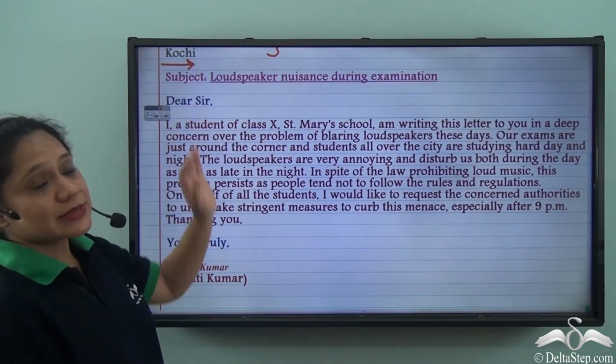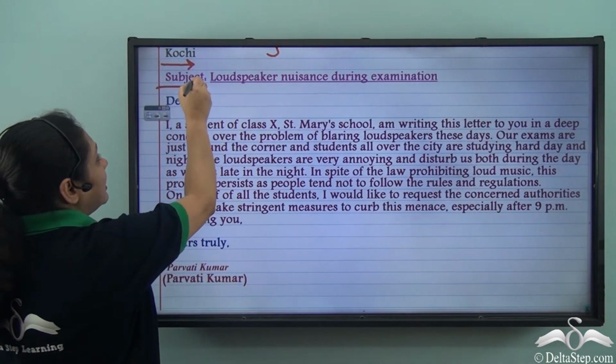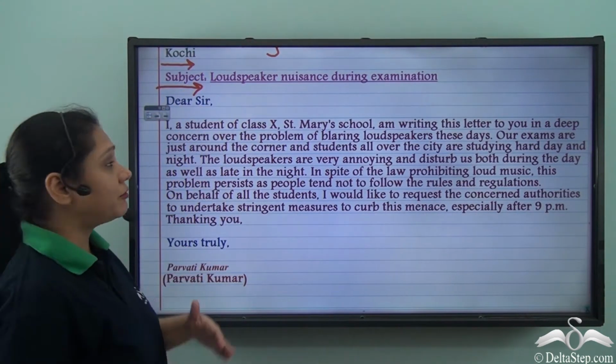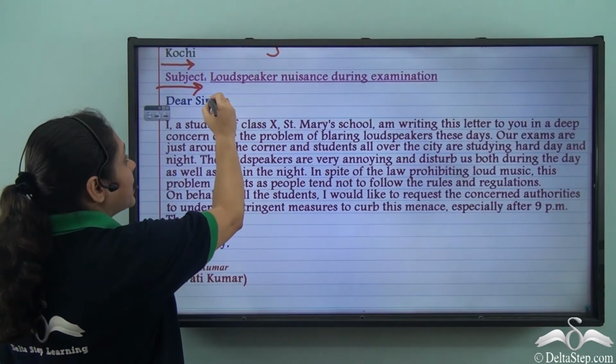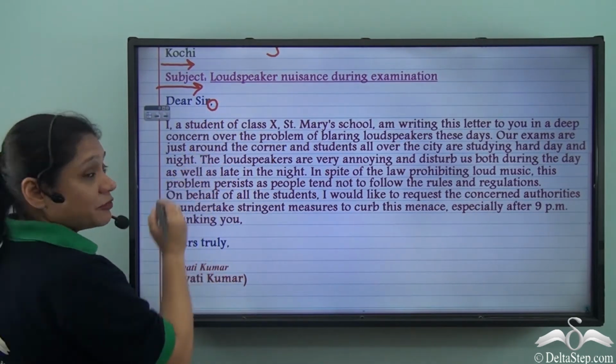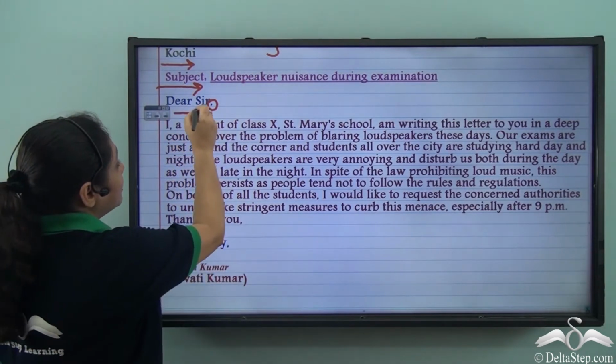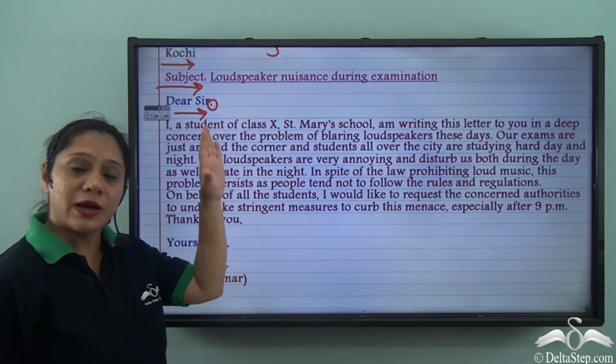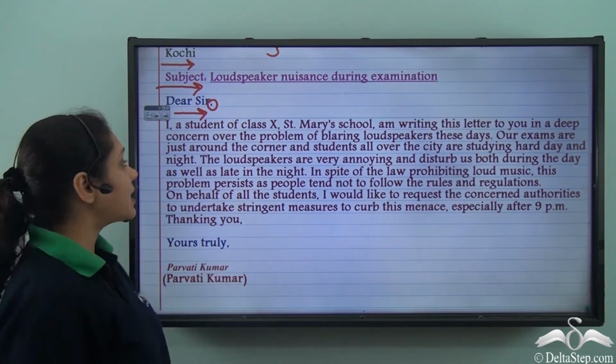Now after the subject, we have left a blank line and then we have written "Dear Sir" followed by a comma. So this is our salutation. After the salutation, we have given a blank line and then the main body of the letter starts.